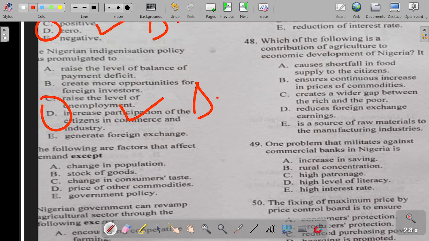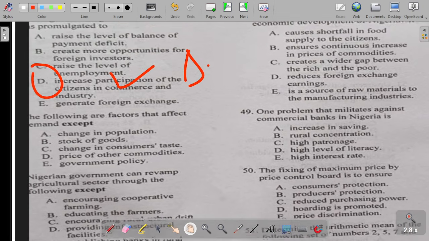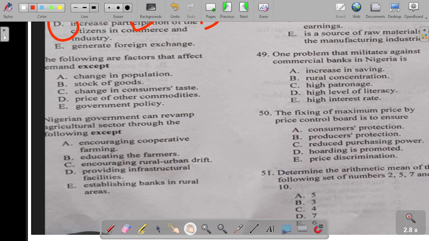This is D. That should be 44. Let's go to 45.